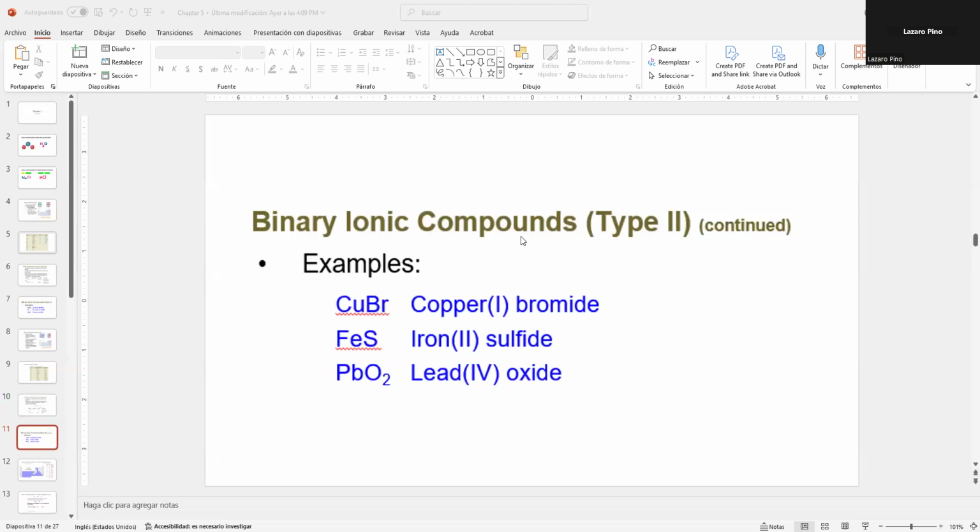Here we have some type 2 compounds. For example, copper 1 bromide, iron 2 sulfide, lead 4 oxide.